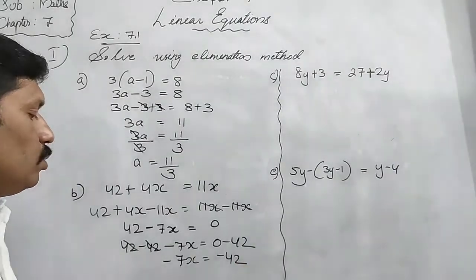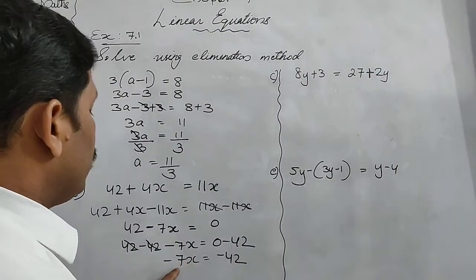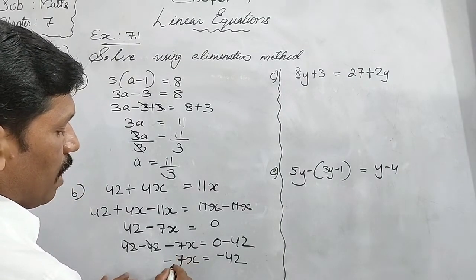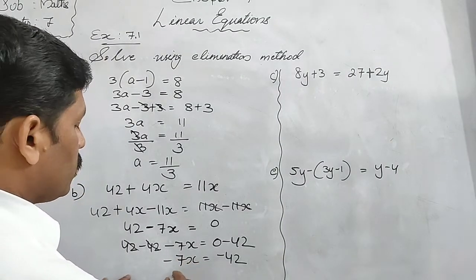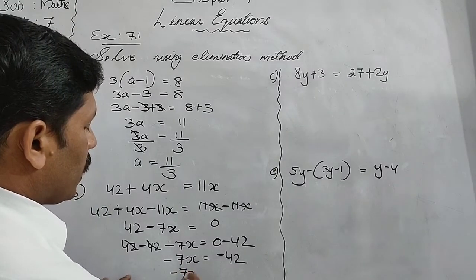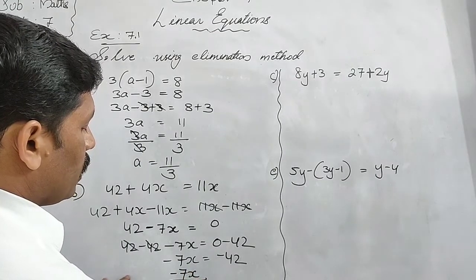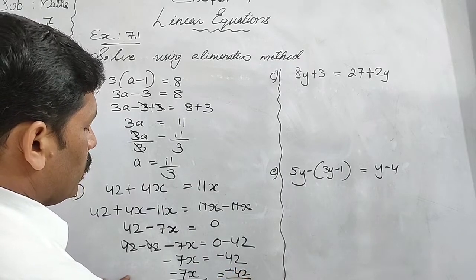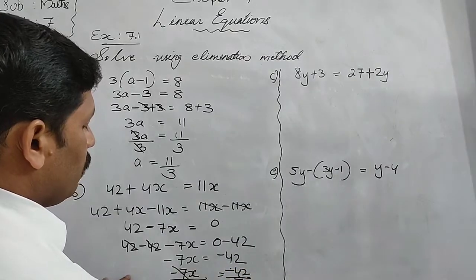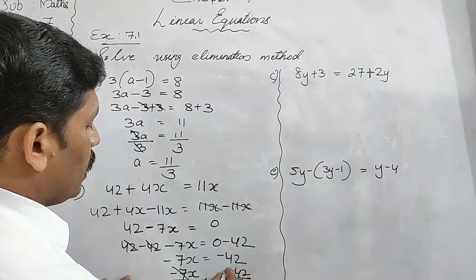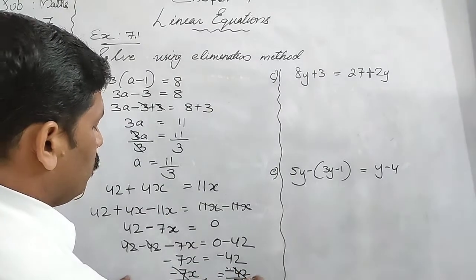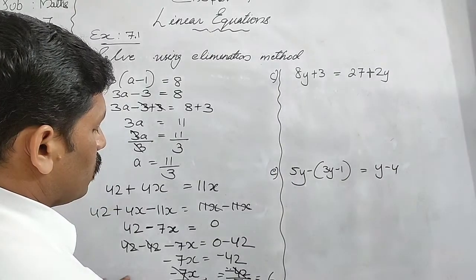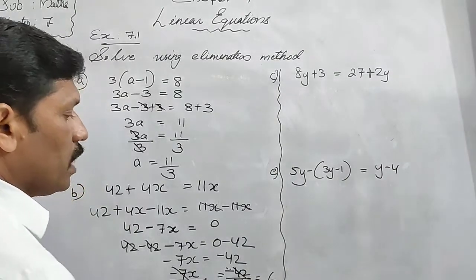Now what I want to do is eliminate this minus 7. Here 7 into x is multiplication, its opposite is division. So negative 7x divided by 7, and here also negative 42 divided by negative 7. And 7 will be cancelled, and the negatives will be cancelled, so x is equal to 6. I think students, you understood that.